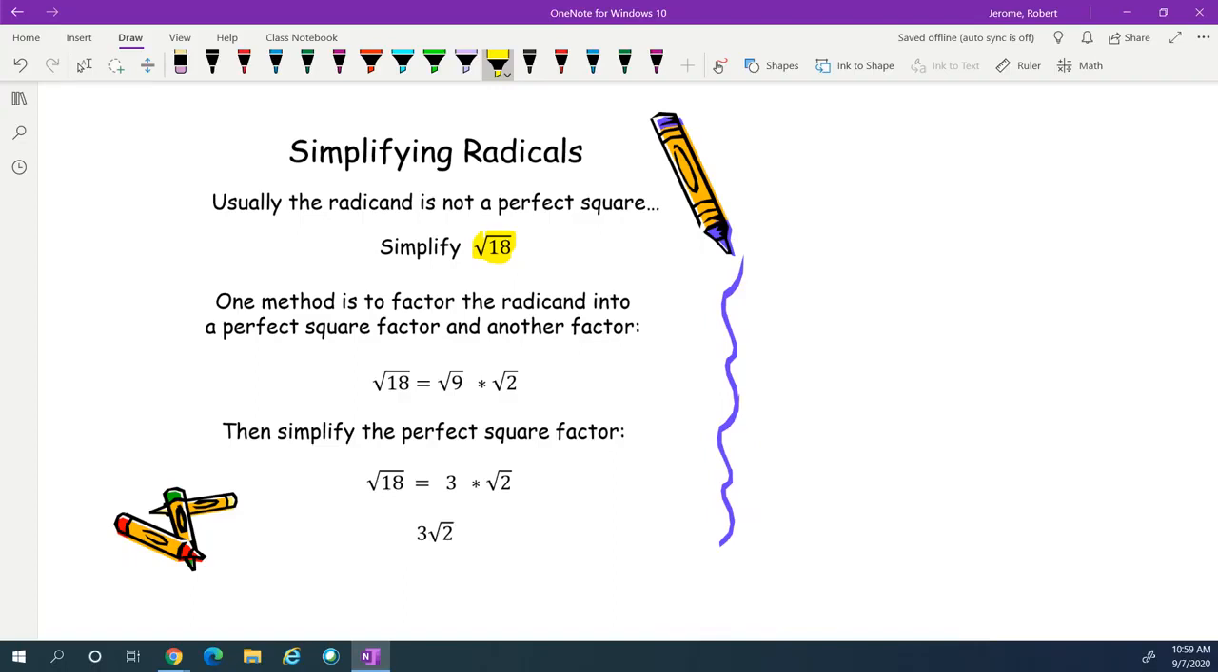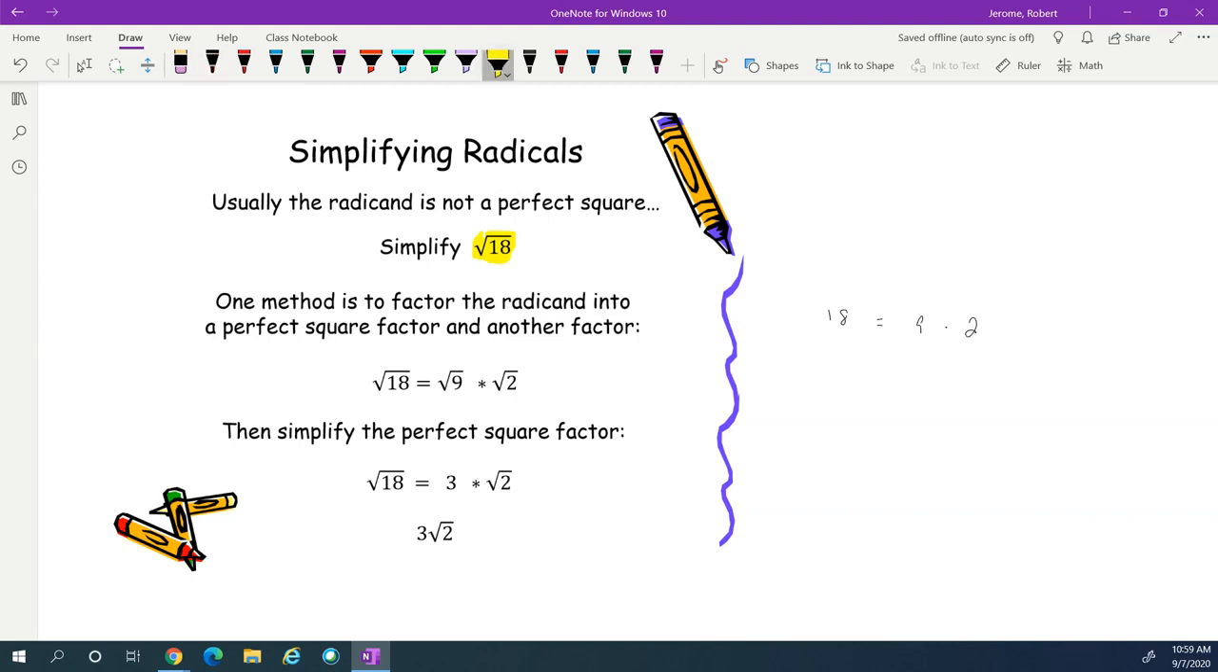So what we want to do is break down that 18 and think about, well, how did we get 18? Well, I know that 18 is made up of a 9 times 2, right? And we all know that. 18 equals 9 times 2. And 9 is a perfect square.